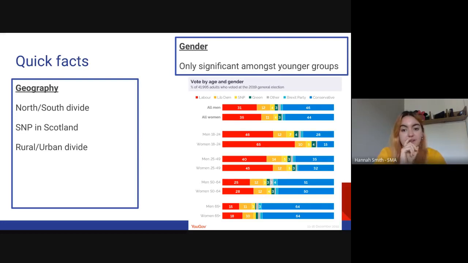Have a think. Why would women in the 18 to 24 category be more likely to vote for Labour than Conservative? Pause the video and have a little think, thinking about things such as, what do the Labour Party stand for? What are they more likely to make laws on or protect? And what about Conservatives? So pause the video now, otherwise I'm going to give you the answer.